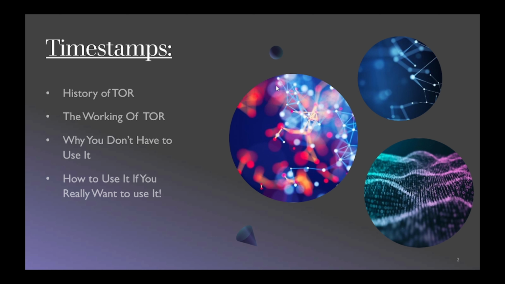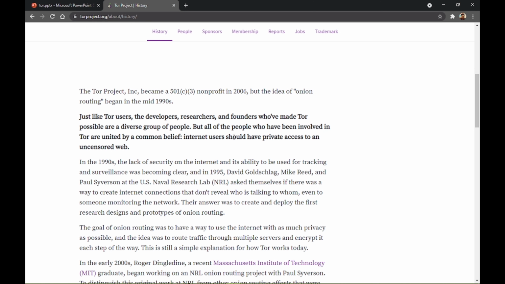So first, the timestamps of this video. First, we will see the history of the Tor, who created the Tor network, and the working of the Tor, how does it work, and then we will see why we don't have to use it. And if you really want to use it, then we will see a better way to use the Tor, the onion router. We are here at the official Tor project, and we got here.